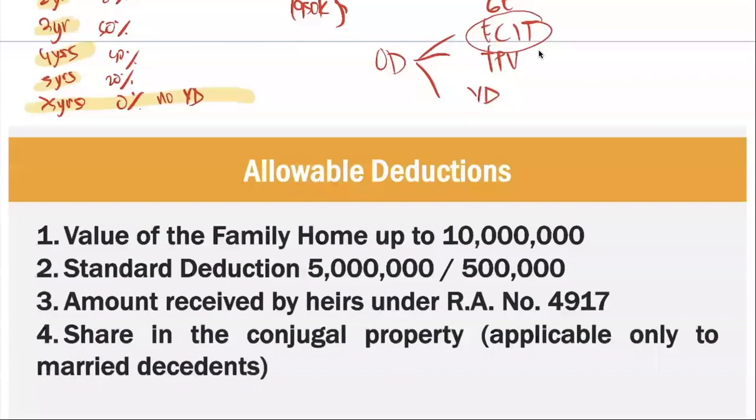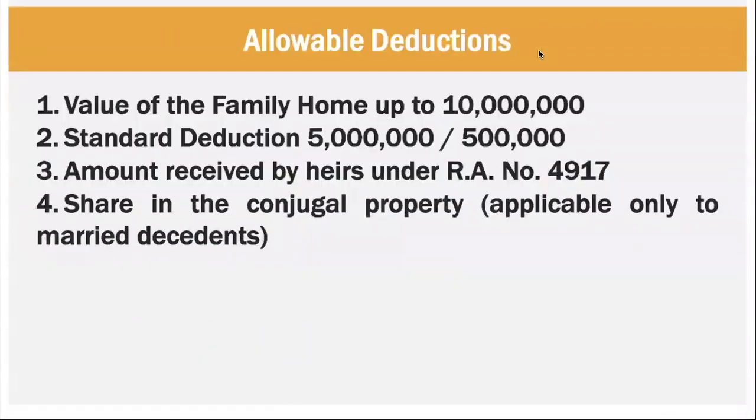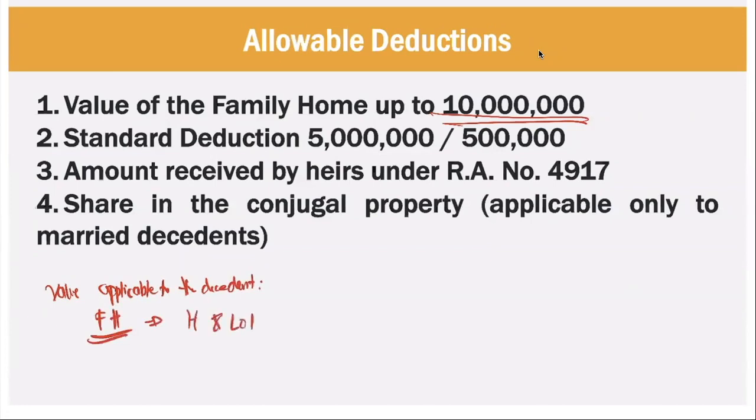We go now to your allowable deductions. So what are your allowable deductions? First, the value of the family home up to 10 million. So this is up to 10 million pesos. For this 10 million pesos, you need to determine only the value applicable to the decedent. Take note, what we get here is family home. When we talk about your family home, this is composed of house and a lot. Maximum is 10 million pesos.